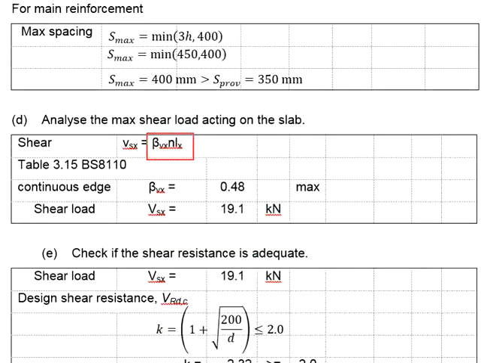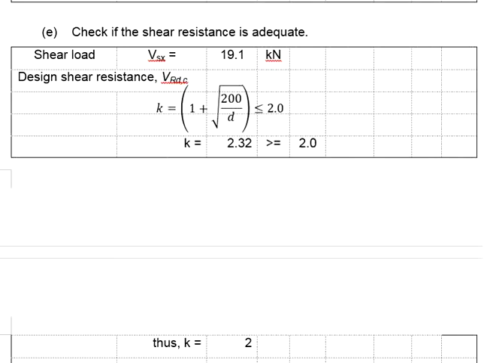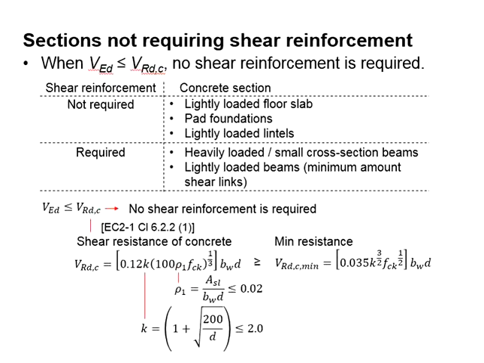Substitute the relevant values into the equation. You get the shear load of 19.1 kN. With that, the 19.1 kN shall be used to check the shear resistance. Now, to check for the shear resistance, or more specifically, we are talking about the equations used to design the shear. There are two types.